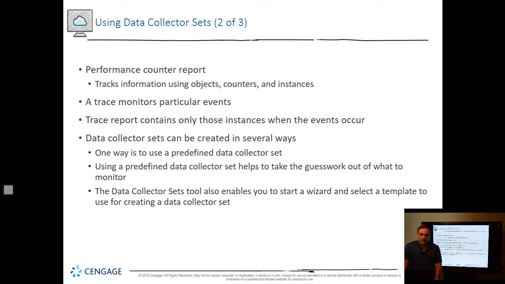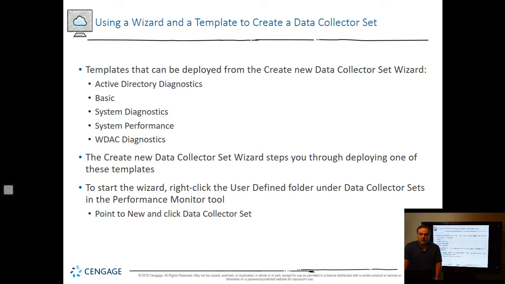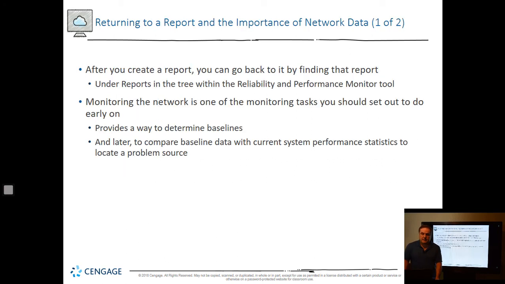So performance counter report, it tracks information using object counters and instances. You've got a trace, which monitors particular events if you wanted to monitor events that happen, such as when a processor hits above 80% or when RAM falls below a certain amount as well. So you can have those alerts let you know when that happens. There are templates that can be created from the new Data Collector Set. So if you're not sure how to set this up, you can use one of the templates, and there's several here that you can pick from that will do what you need them to do. So you don't have to be an expert in it just to set it up.